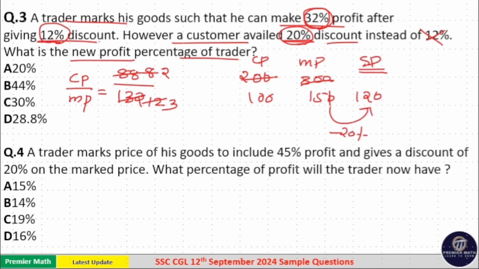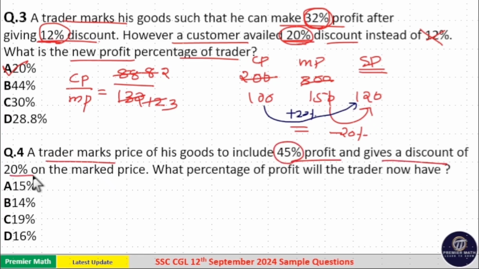So 120 means here profit is 100 plus 20, 120 is 20%. Option A is your answer. So profit is 20%.